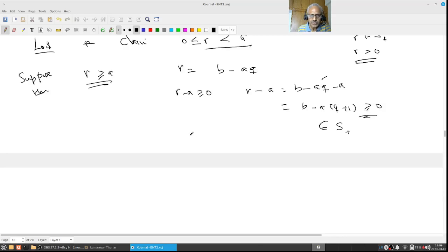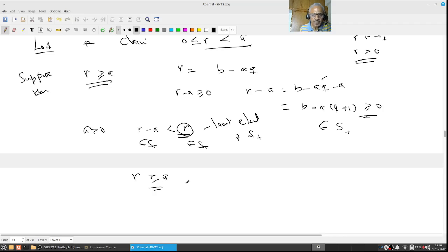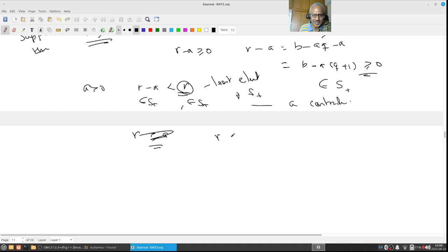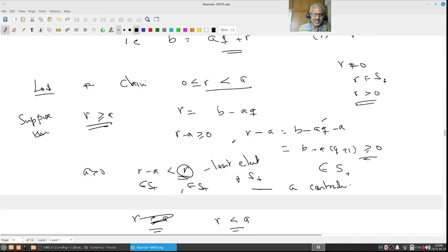Okay, now do you see a contradiction? Since a is positive, r minus a is strictly less than r, and this is an element of S plus, but r is the least element of S plus, right? So this contradiction shows r must be less than a. If r is greater than or equal to a, we arrived at a contradiction. Okay, therefore r must be less than a.